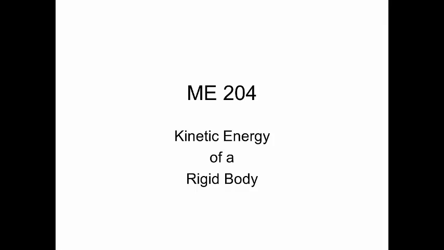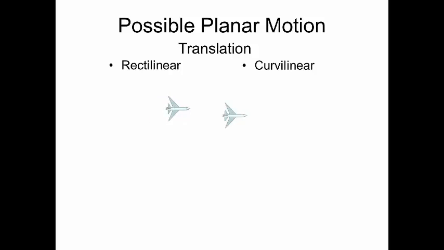ME204, Kinetic Energy of a Rigid Body. We've talked about the different possibilities of motion that we have. For translation, there's rectilinear and curvilinear. And when we're dealing with energy, the energy equation that we've developed works for this.